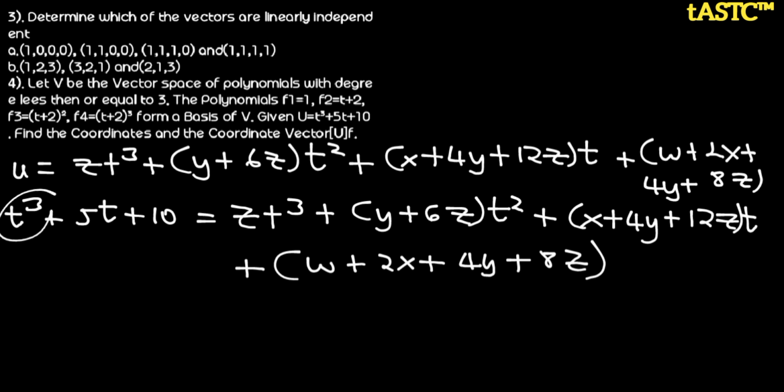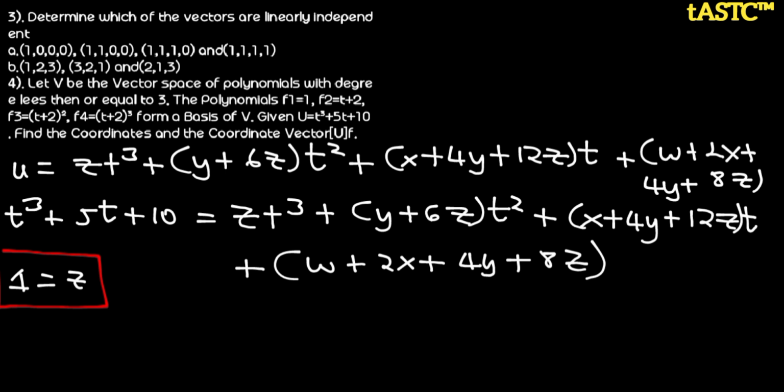So concerning t raised to the power of 3, we have a z, whilst we have a 1 as a coefficient of t cubed on the left hand side. So here we're going to say that 1 is equal to z. This is actually very easy and great, because here we know that 1 is equal to z, or z is equal to 1, and that would really help us.